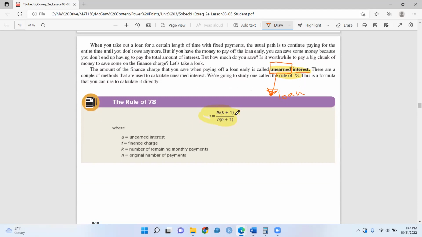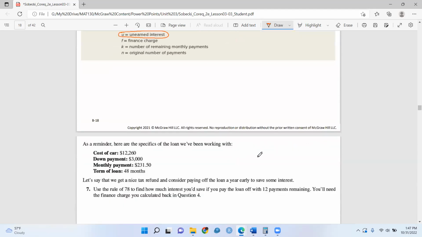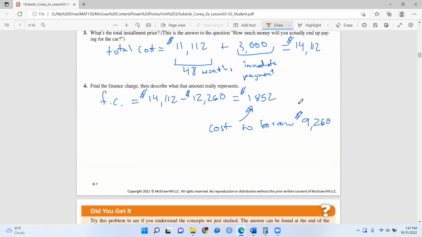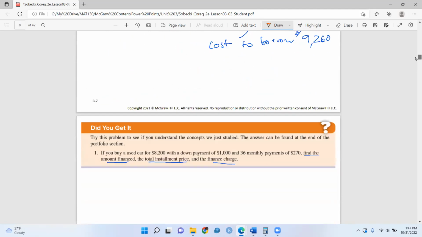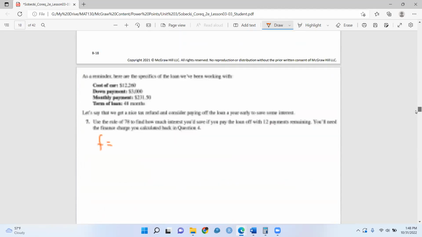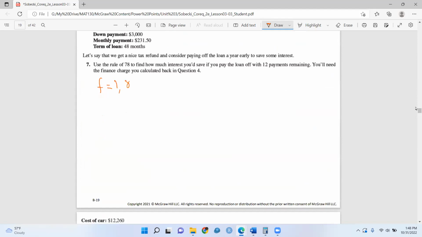I always think this looks kind of like a cuss word, but whatever. We call the amount of interest you save U. F is the finance charge that we already talked about before. K is how many payments remain, and N is the number of payments we started with. So we're going to go back to question 7. We knew the finance charge was, let me scroll back up there. What was it? $1,852.